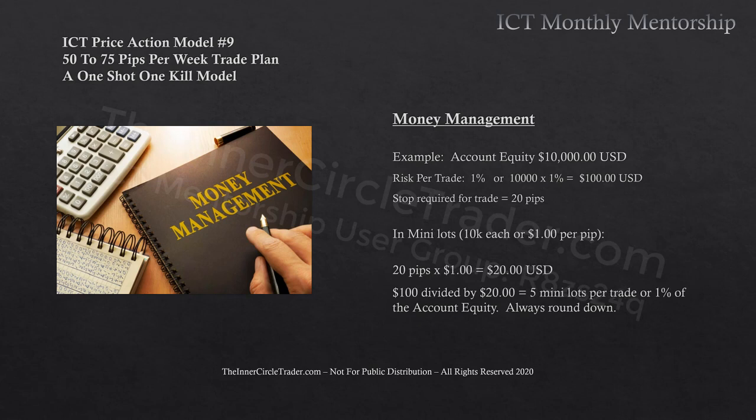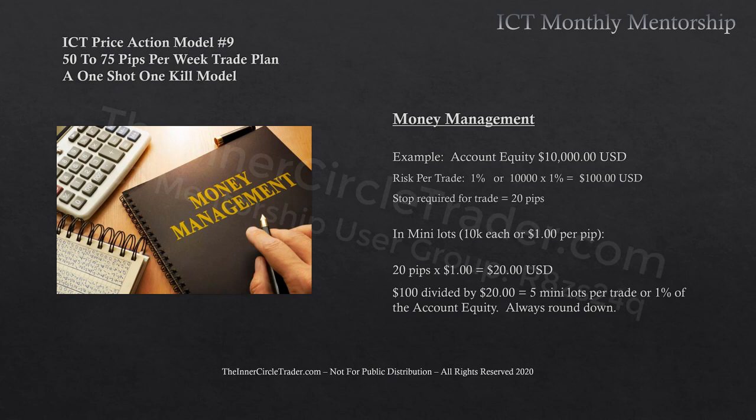In this example here, we're utilizing mini lots, same representation of an account hypothetically at $10,000, 1% risk is $100. Stop required, 20 pips. So in mini lots, 10K each leverage represents $1 per pip. So if we're using a trade with a 20 pip stop loss at $1 per mini lot, it represents a dollar cost of $20 USD.